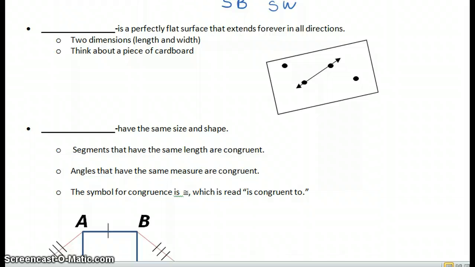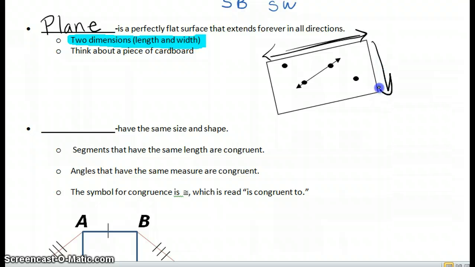Let's scroll down the page here and look at the next section. We have the definition of plane. A plane is a perfectly flat surface that extends forever in all directions. Now this that we're talking about does finally have our 2 dimensions. It does have length and it has width. It has length going this way forever and width going this way forever. So think about a piece of cardboard, all the different points that are on that piece of cardboard.